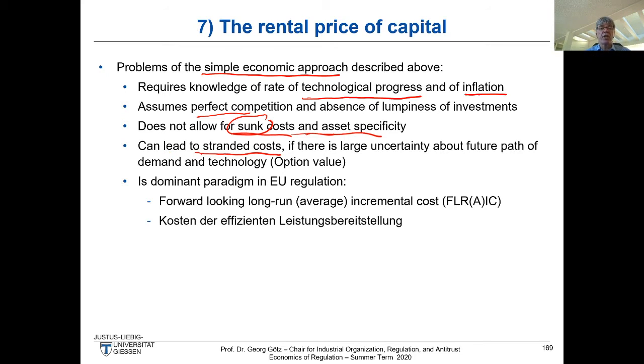Stranded cost: there is large uncertainty about the future path of demand and technology. So you have an option value. Just to ask you a question, would you invest in an operator of a gas transmission network? Actually, there's a very large one, the former E.ON Ruhrgas. They are now called Open Grid Europe. And Open Grid Europe manages these pipeline networks where, I think currently there's a lot of talk about Nord Stream 1 and 2, a pipeline network where we get gas from Russia, delivered by Gazprom.